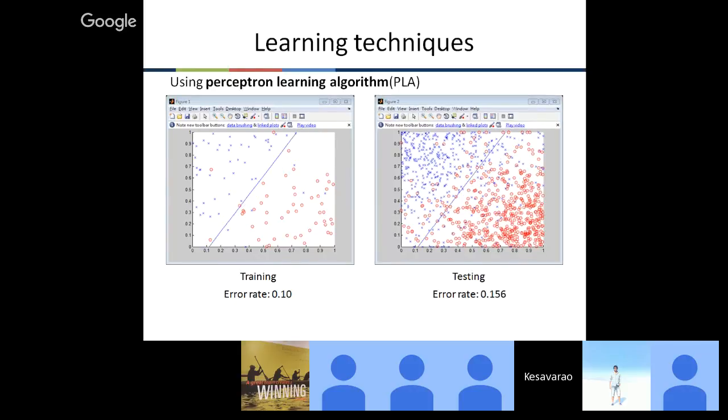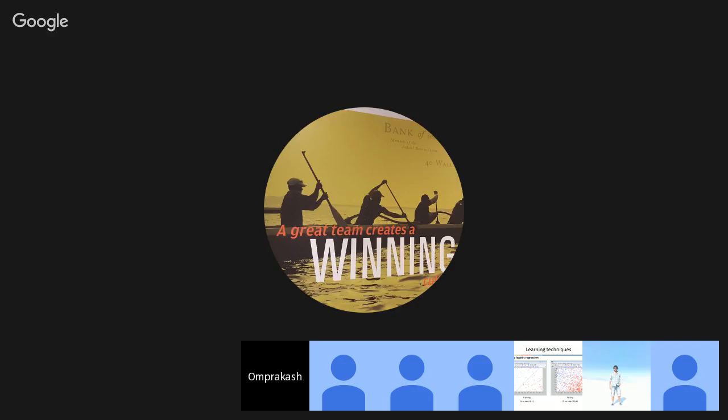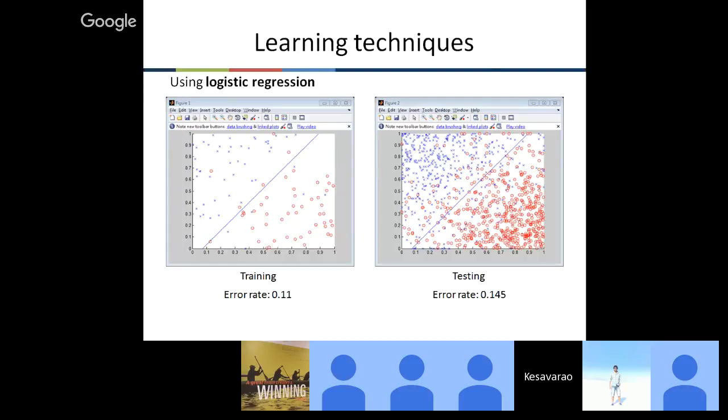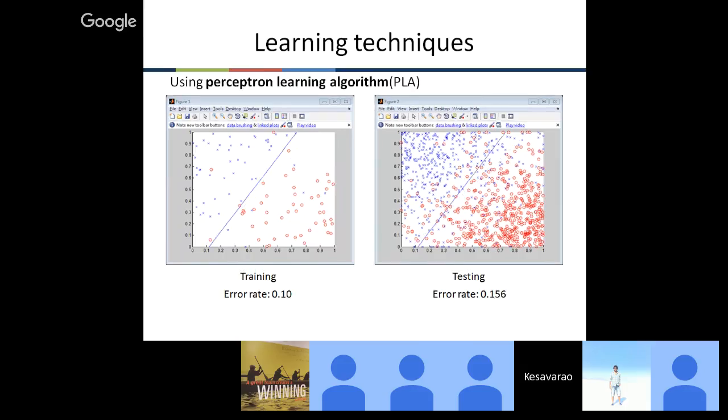The difference is, the first one, training error rate is smaller, testing error rate is higher. The second, training error rate is higher, testing error rate is smaller. So which model would you prefer as a data scientist? No, they both are the same, right? No. So the second set testing is greater than training. No. See, think of this.